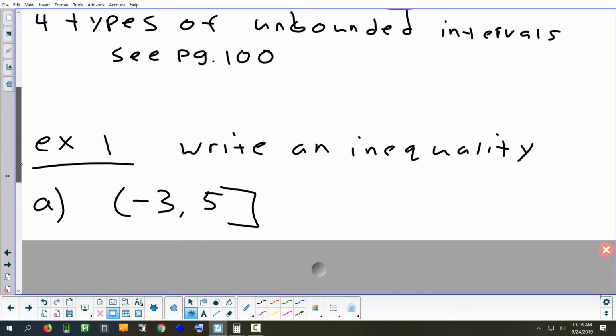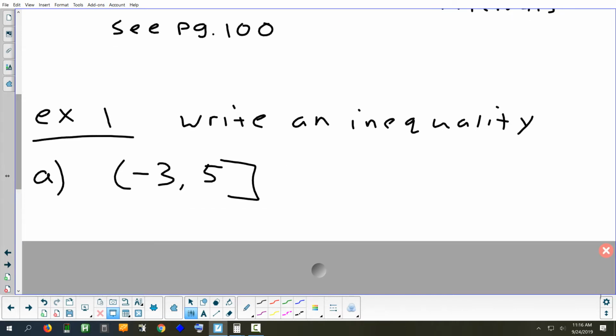So let's see if we can translate between interval notation and inequalities. Okay. First of all, can someone just explain to me or describe this interval? What, using the words we just learned, what kind of interval is it? Right? Bounded, yep. And it's a half-closed interval on the right. But yep, definitely bounded.